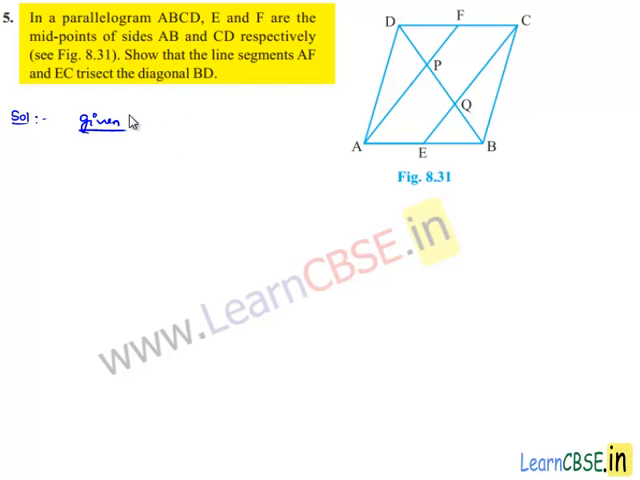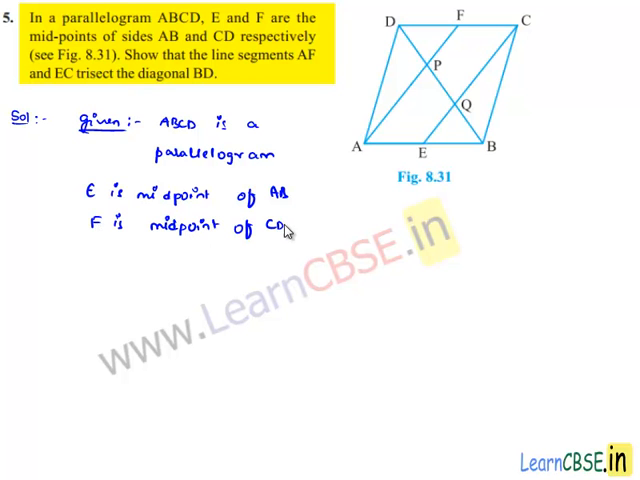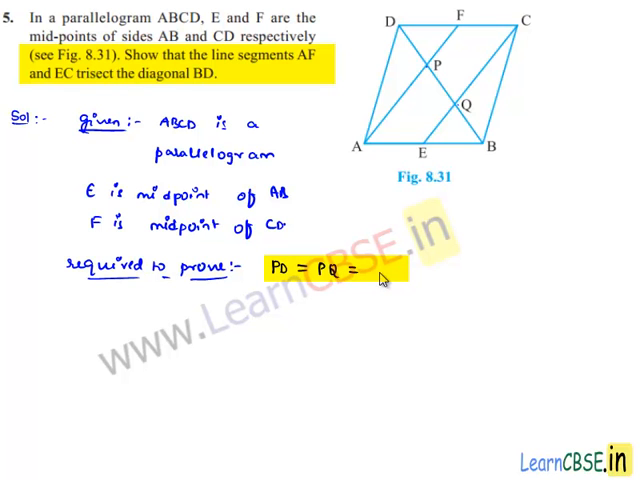Given that ABCD is a parallelogram in which E is midpoint of AB and F is midpoint of CD, and we are required to prove that line segments AF and EC trisect BD. So here if we observe, AF intersects BD in P and EC intersects BD in Q. If AF and EC trisect the line segment BD, then we need to prove that PD is equal to PQ is equal to QB. Now in order to prove this, let us move on to the proof.